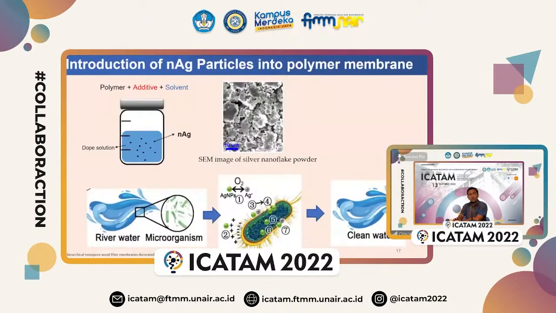First, we just add some additive. The additive can be anything. For this case, we use silver nanoparticles. We just put it into the dope solution of the membrane, and then we make the membrane with the basic method. And then we will have a nice flat sheet membrane with the particles inside the membrane. Silver is good against bacteria because it can modify the metabolism of bacteria, and then the bacteria will not be able to duplicate and will die.